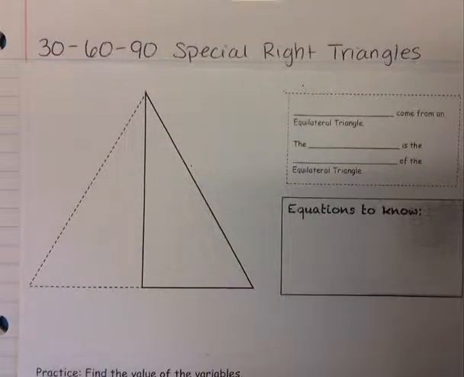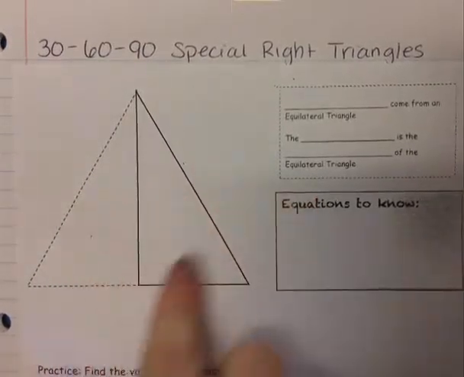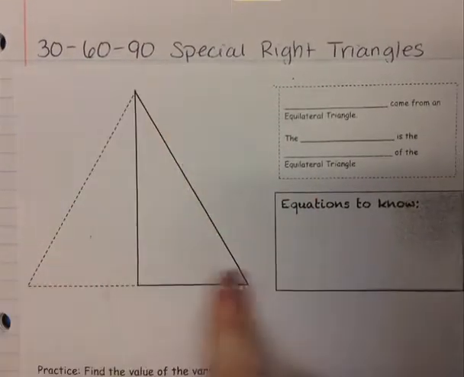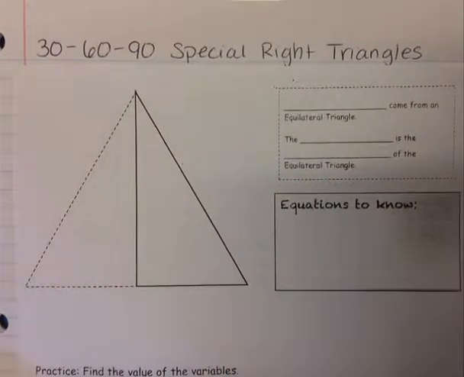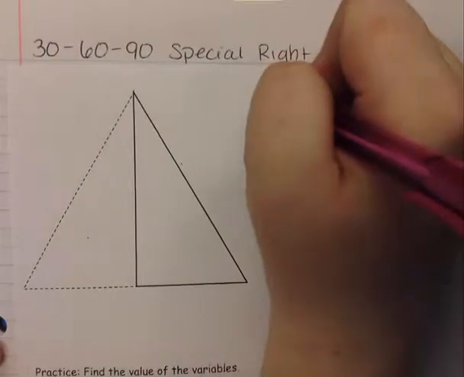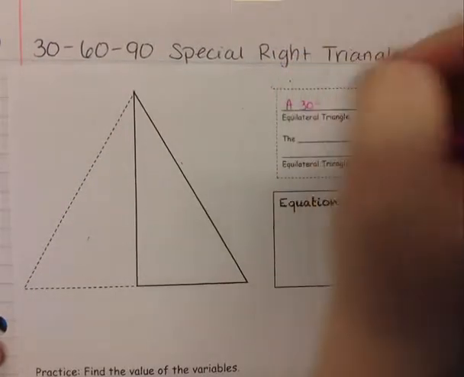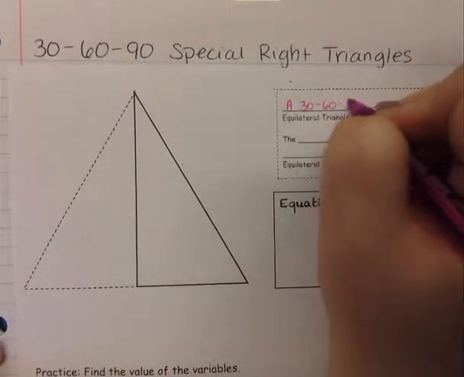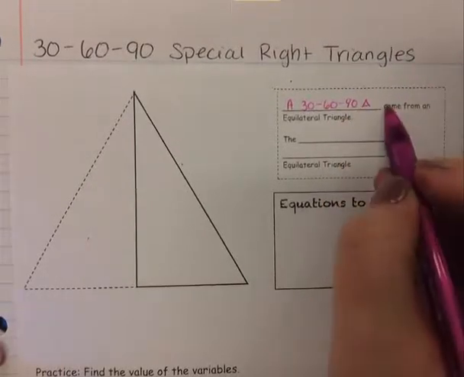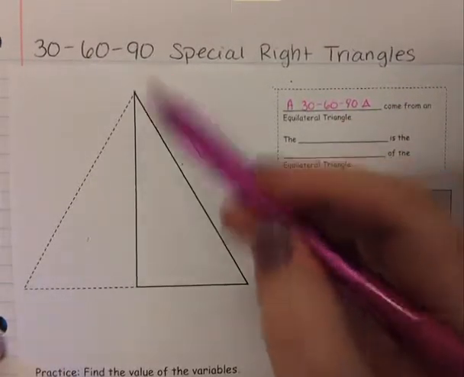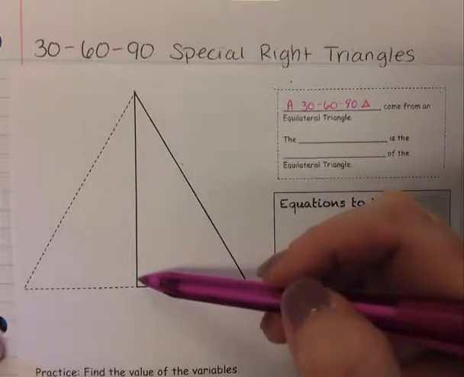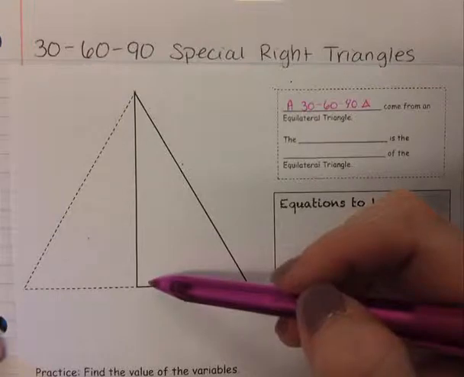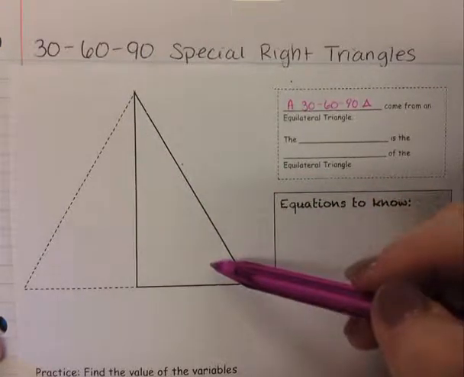This video is on 30, 60, 90 special right triangles. In this picture we have an equilateral triangle and we can split it into a right triangle. A 30, 60, 90 triangle actually comes from an equilateral triangle. It's when we bisect the equilateral triangle to create a right triangle, we end up getting a 30, 60, 90 triangle.